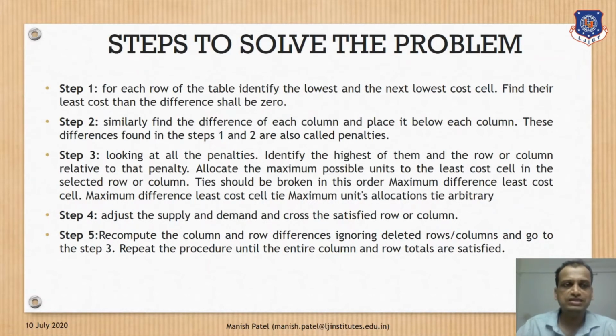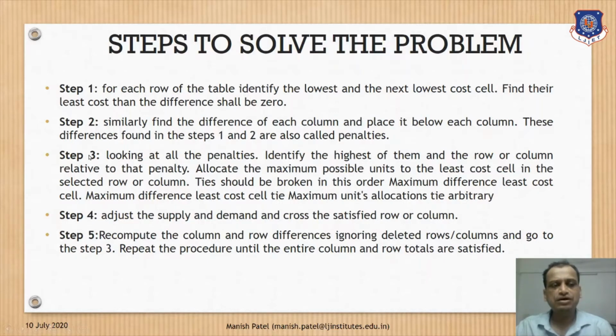So what is this method? Let's see step by step. First of all, in the transportation table, you will find the lowest and the next lowest cost cell row-wise. Then you will find the difference and write that difference in the row difference column, or you can say the penalty column. You will repeat the same process for the columns. These two differences are nothing but penalties.